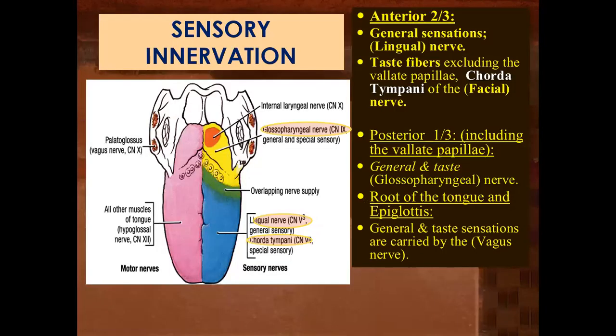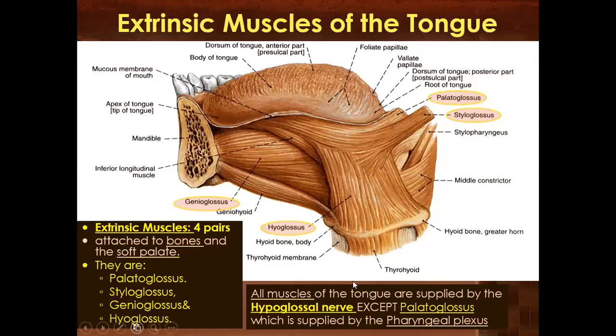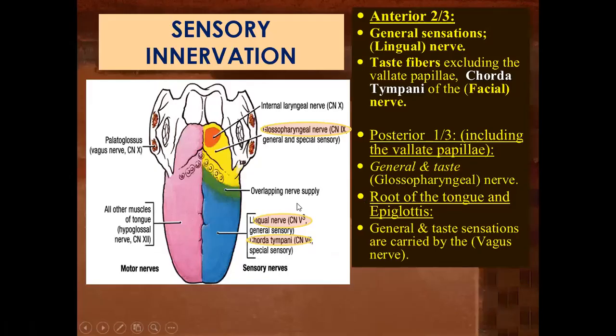Now coming to the sensory innervation of the tongue. Very important is the sensory innervation of the tongue. You should know thoroughly the whole of the tongue, especially the motor and sensory nerve supply. Motor, as I said, all muscles are supplied by the hypoglossal nerve except the palatoglossus. Now coming to the sensory innervation of the tongue.